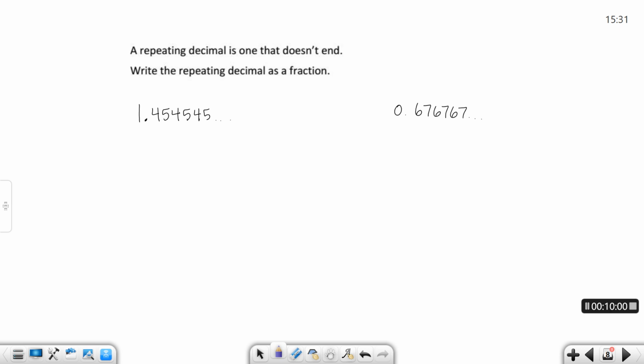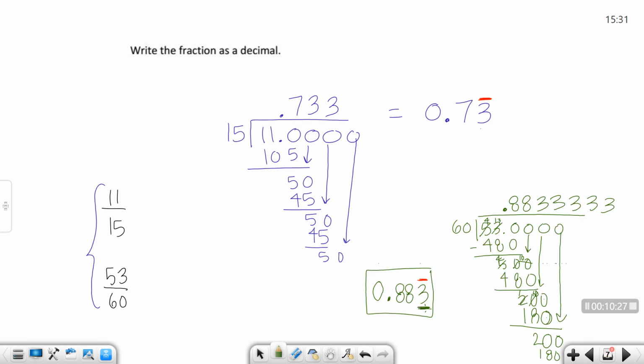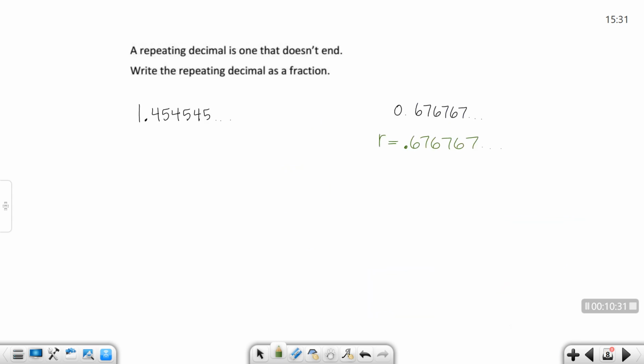They're the roughest ones. Here's what you're going to do. It's a little procedure. It doesn't take long, but it's just a little troublesome. So I'm going to let R be this value 0.676767 which means we continue out. Now you'll notice here that we have two digits that repeat. 6, 7 repeats. 6, 7, 6, 7, 6, 7. Now over here, only one of those digits repeated. Only the 3 repeated. But on ours, both of these digits repeated. I want you to notice that that's two digits.